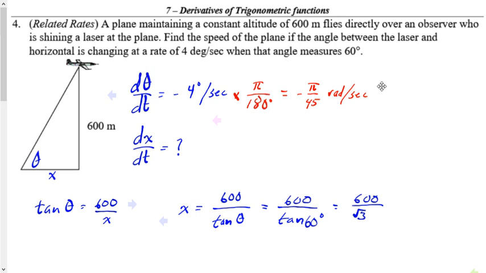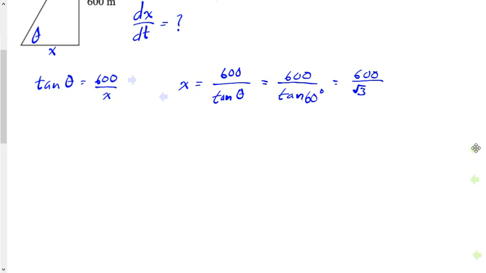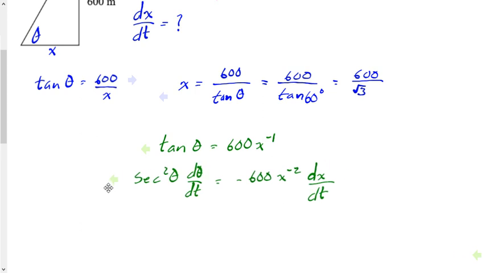Well, let's get into the calculus. Here's my relationship. I've just rewritten this x in the denominator as x to the negative 1 to make my derivative a little bit easier. Derivative of tangent theta is secant squared theta times the derivative of that inside function, d theta dt. On the right side, bring down the negative 1, subtract 1 from the exponent, so I have a negative 2 in the exponent, times the derivative of the inside function, dx dt.